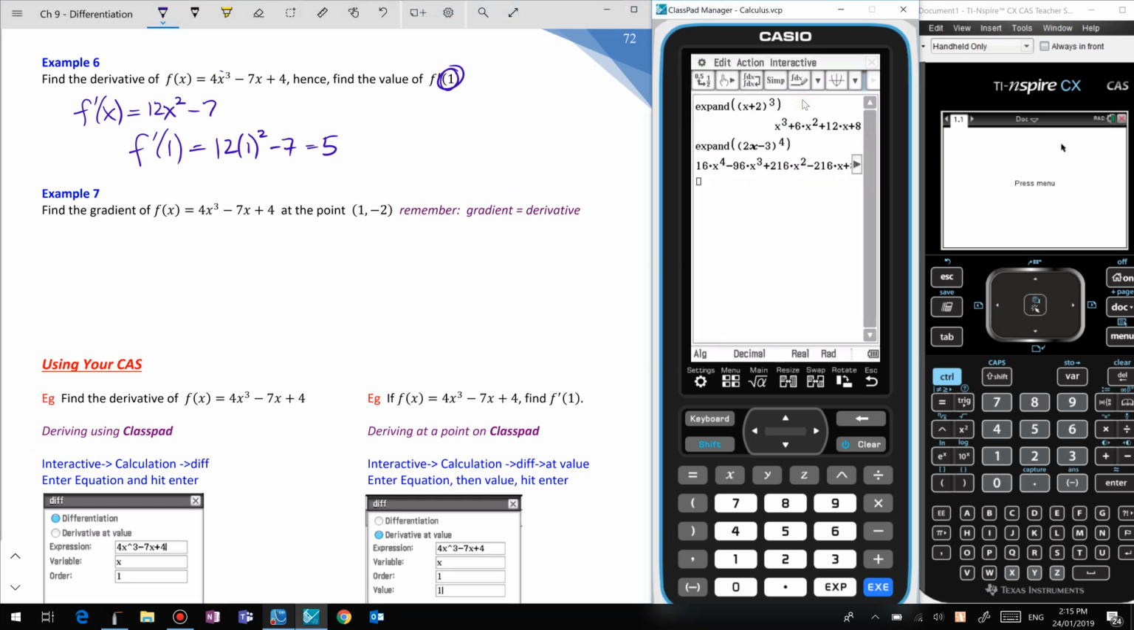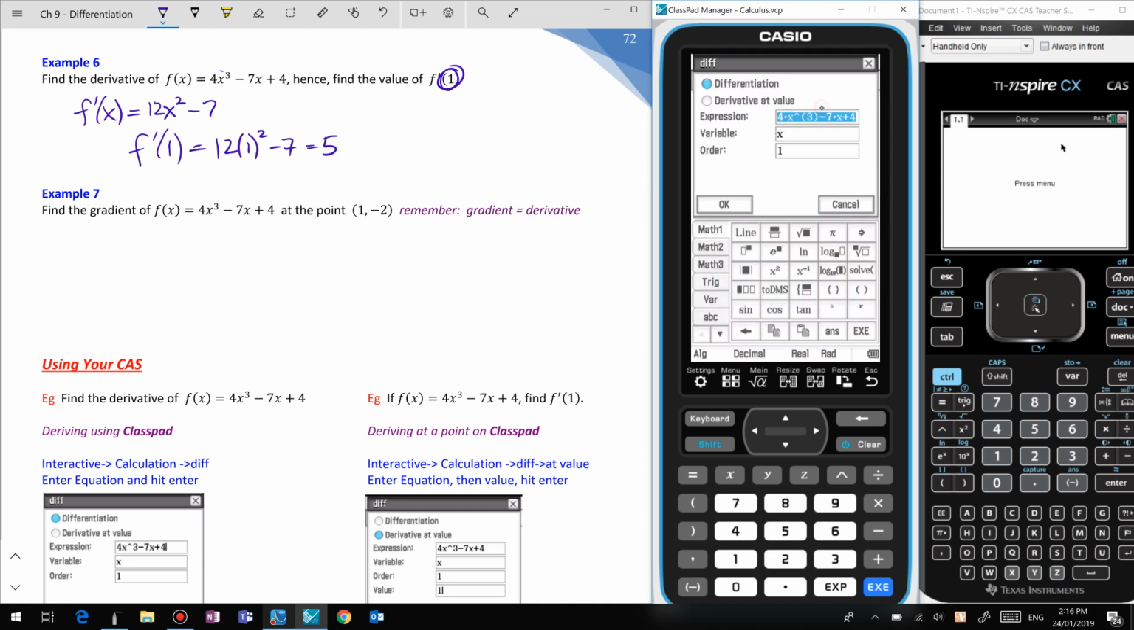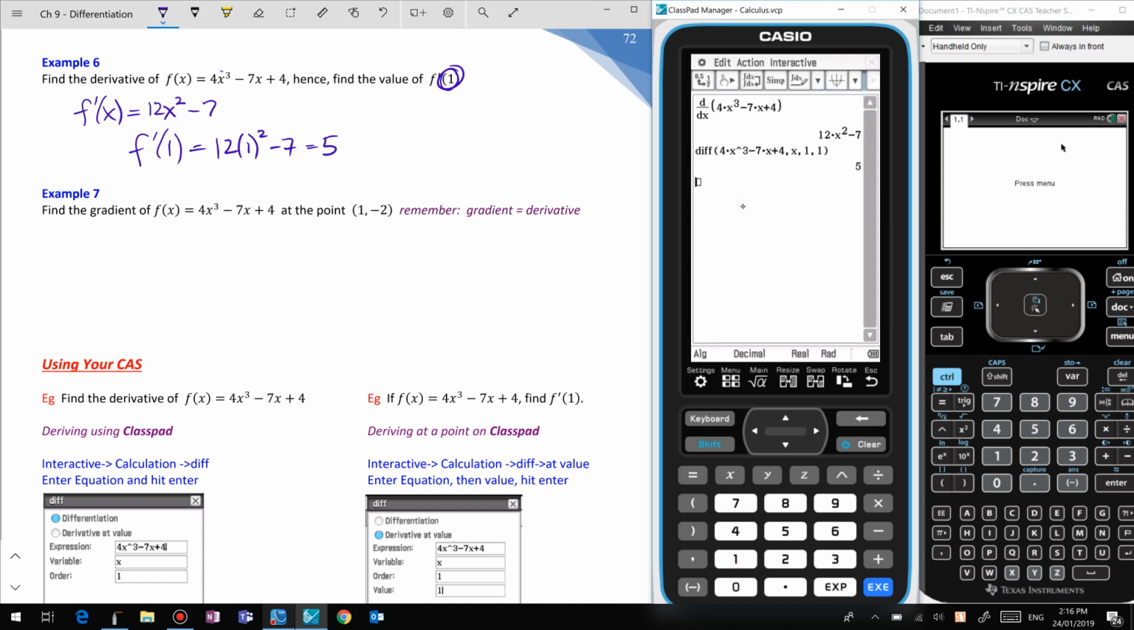And we can do that on our CAS. I'm going to clear whatever's here. So we can say 4x cubed minus 7x plus 4, highlight, interactive calculation, diff. Now if you just diff it, it just gives you the derivative, which is what we got. Highlight, interactive calc, diff, and then if you choose, interactive calc, diff, and we say at a point and x equals 1, it'll tell us that it's 5.